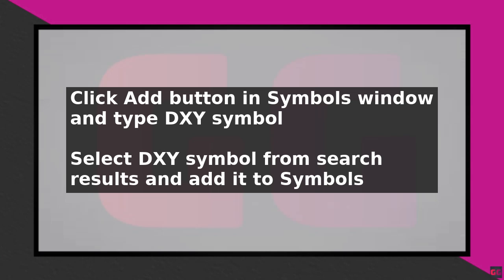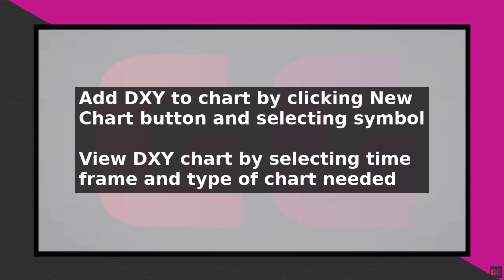You can also add DXY to a chart by clicking on the New Chart button and selecting DXY from the list of available symbols. To view the DXY chart, select the time frame you want to view and the type of chart you want to use, such as a candlestick chart or a line chart. You can also add indicators and other tools to the chart to help with analysis.